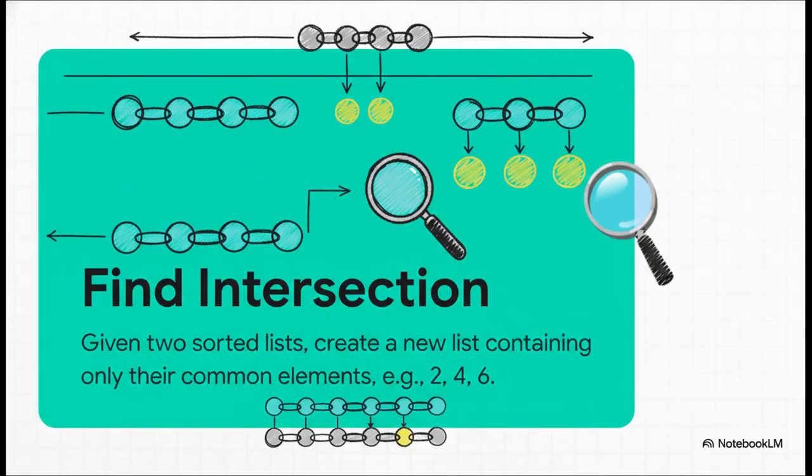We're given two lists that are already sorted from smallest to largest. The matchmaker's job is to create a brand new list that contains only the elements that show up in both of them. So in this example, you can see that 2, 4, and 6 are the common values, so that becomes our result. Pretty straightforward, right?